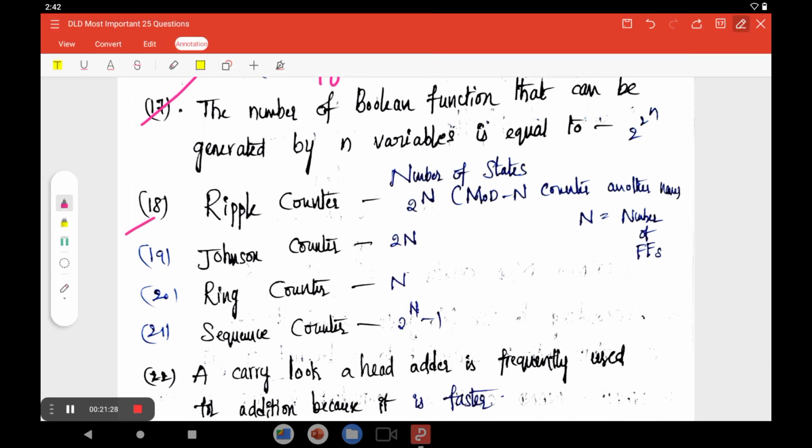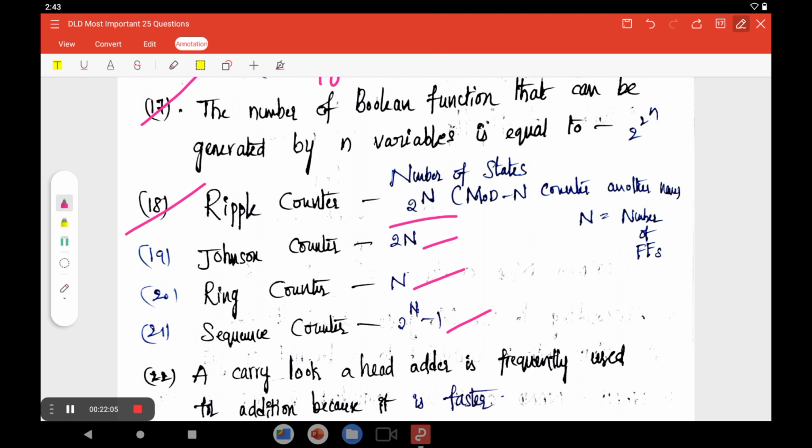A ripple counter can count 2 power n states. Therefore, the mod of this one is a mod n counter. A Johnson counter consists of 2 times the corresponding n value. Therefore, the number of states is 2n. For a ring counter, the number of states is equal to n. In case of a sequence counter, 2 power n minus 1. These are the number of states in case of the corresponding counters. Ring counter 2 power 2n, Johnson counter 2n, ripple counter 2 power n, ring counter n only. At the same time, a sequence counter takes 2n minus 1.